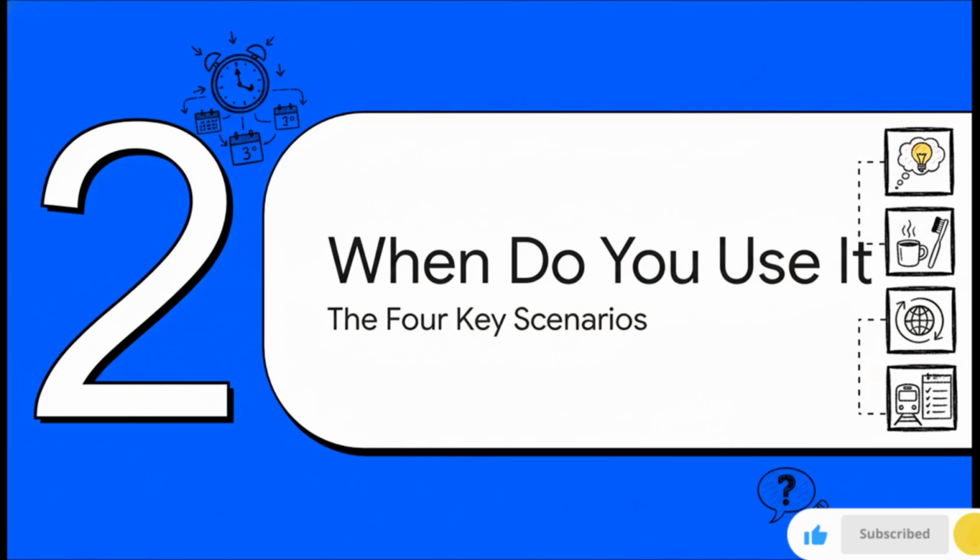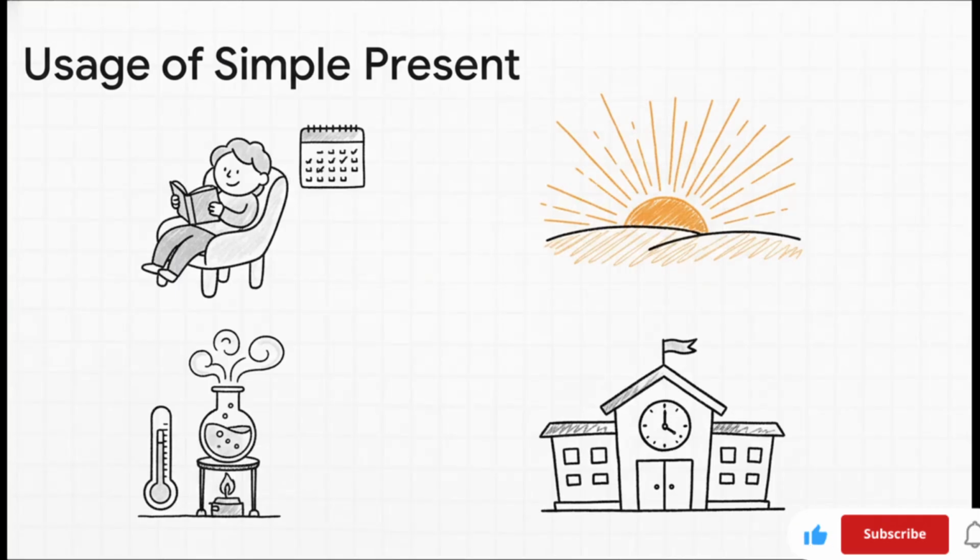All right, now that we know what it is, let's get really practical. When do you actually pull this tense out of your grammar toolkit? Well, it turns out there are 4 main situations where it's the perfect fit. Let's look at these 4 key uses. First up, habits, like she reads every day. It's an action that repeats.